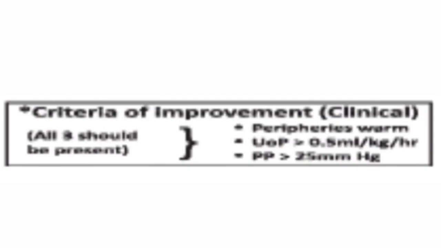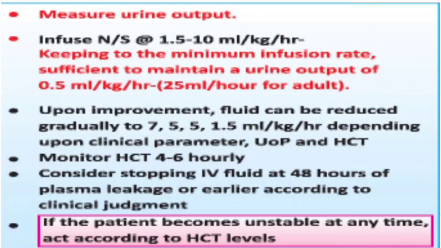On these criteria, we label whether the patient has improved with boluses or not. So peripheries warm, urine output more than 0.5 ml per kg per hour, and pulse pressure more than 25 millimeters of mercury. After giving boluses, you will check these parameters: the pulse pressure, the urine output, and the peripheries. Suppose the patient after boluses, in compensated as well as decompensated shock, has improved. In that case, what will you do? You will keep measuring his urine output.